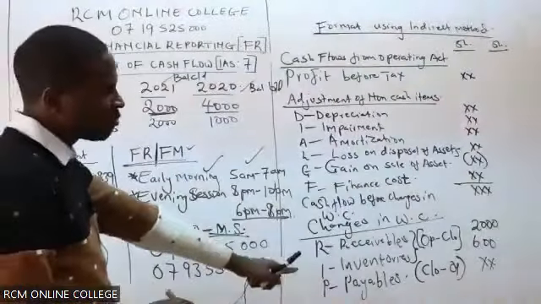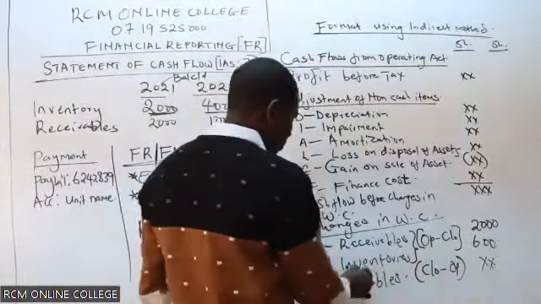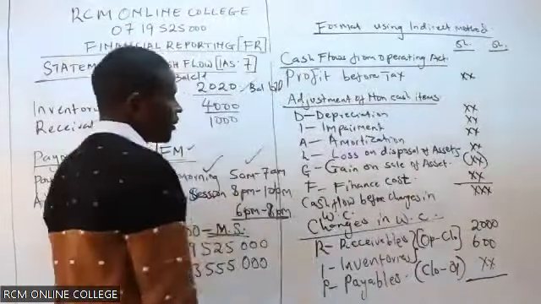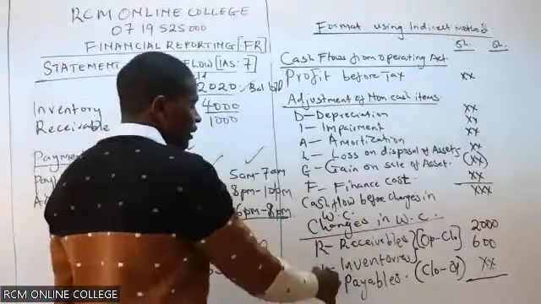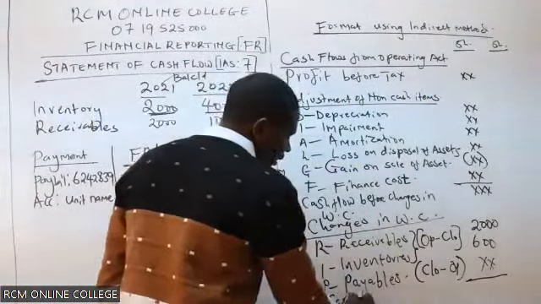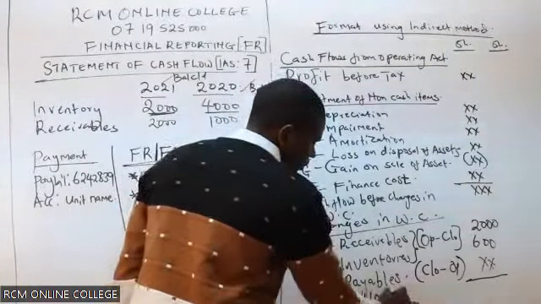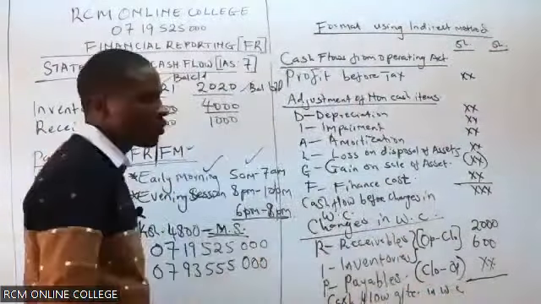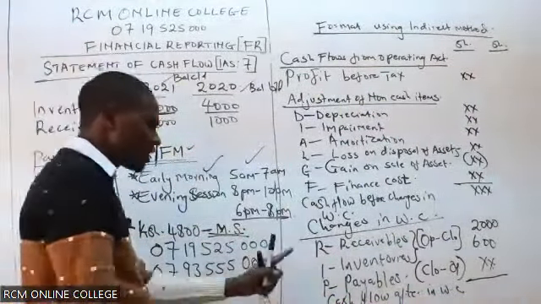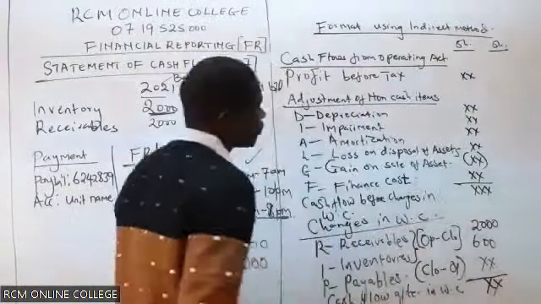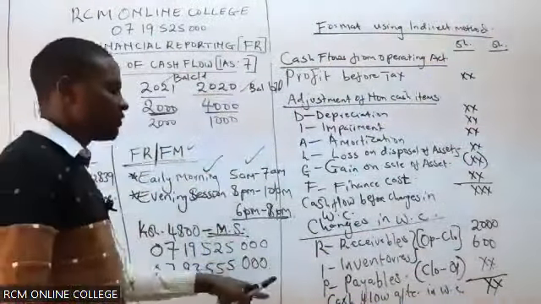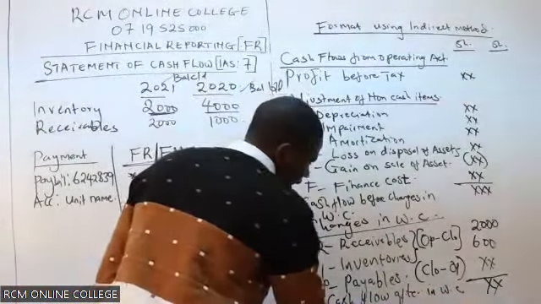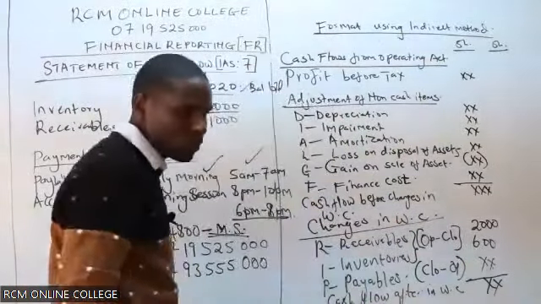Class, let's finish up here. After that, you can come here and get cash flow after changes in working capital. Once you get that, we are almost done with the cash flow from operating activities. You less tax paid. Is it really visible? Tax paid.